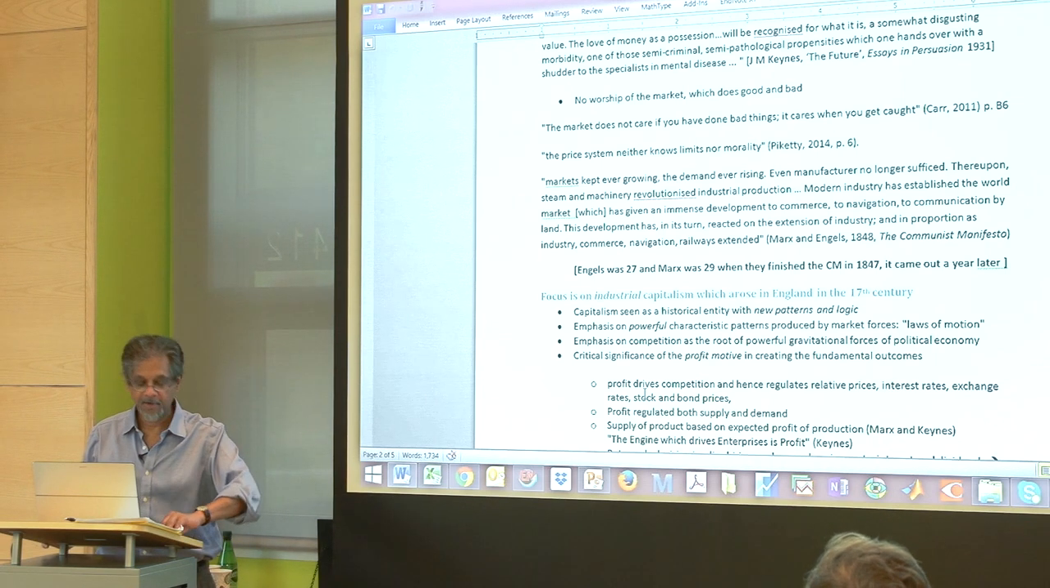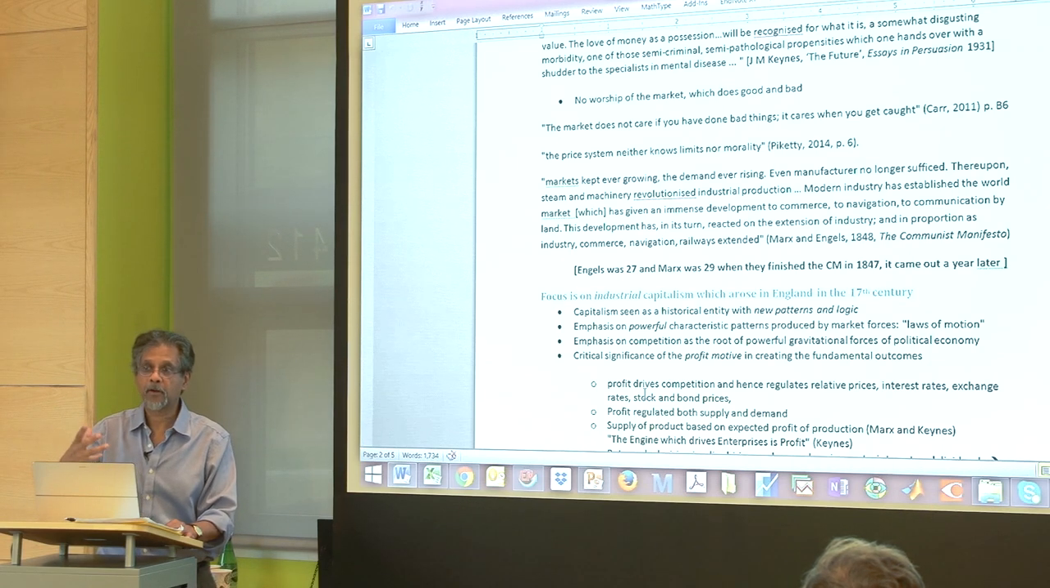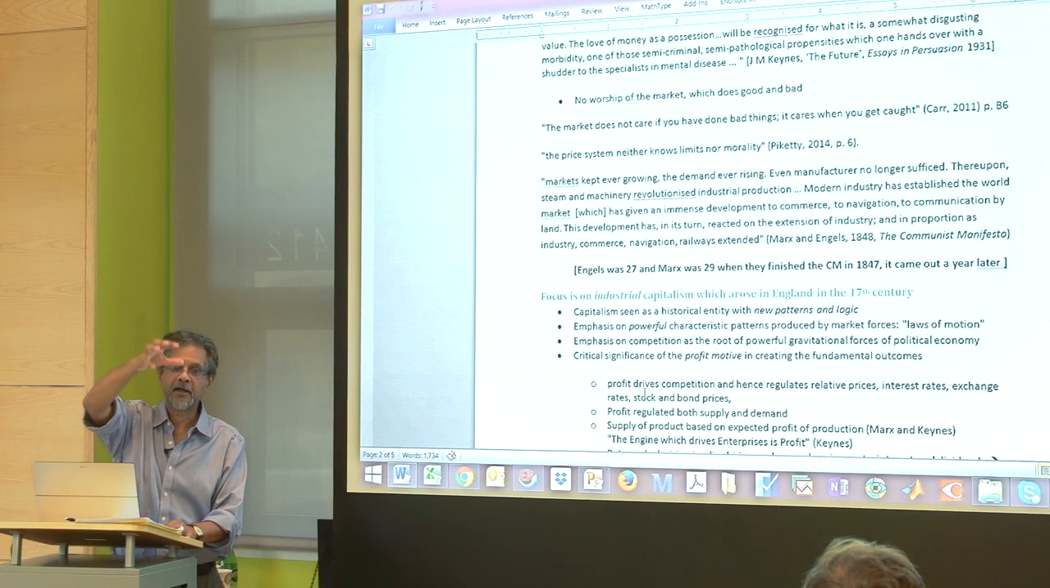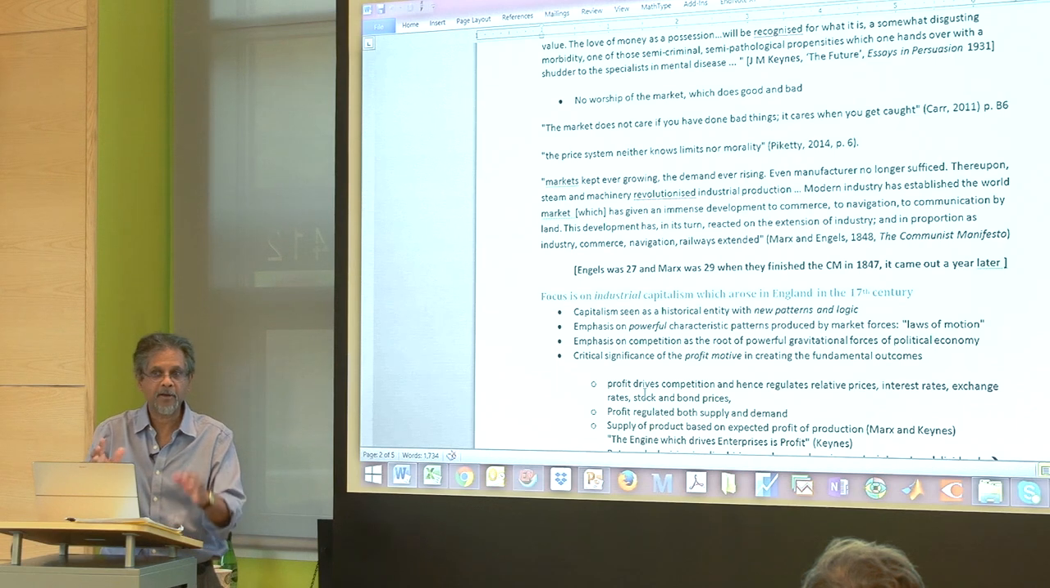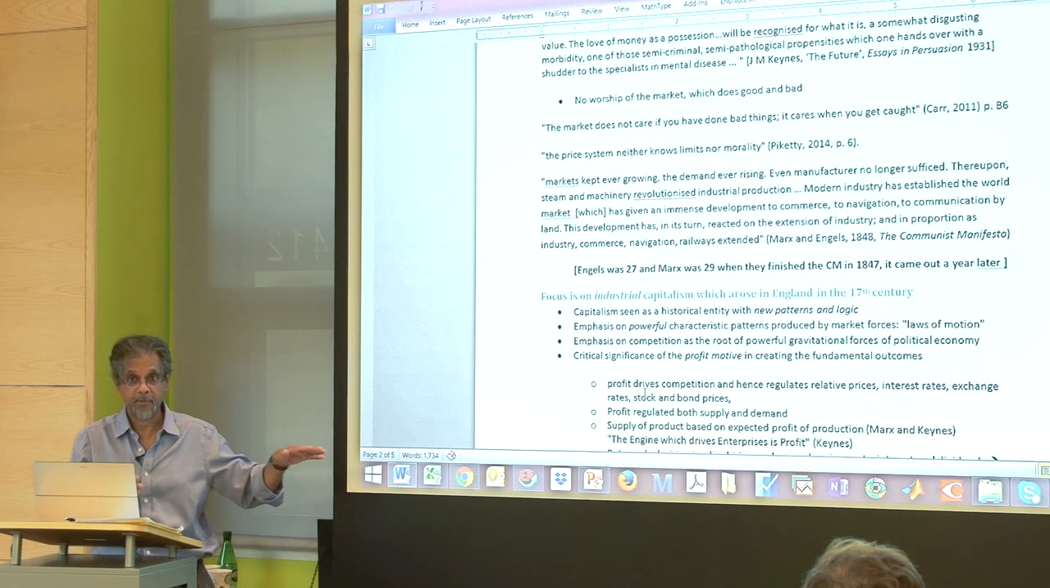One thing that they said from the beginning is capitalism is a historical entity with new patterns and logic. It has powerful patterns characteristic to it, produced by market forces, which they called laws of motion. And laws of motion is a very good phrase, because it's movement, patterns driven by movement, not laws of equilibrium, not laws of statics, laws of motion. And again, my task is to show you that capitalism exhibits such laws.